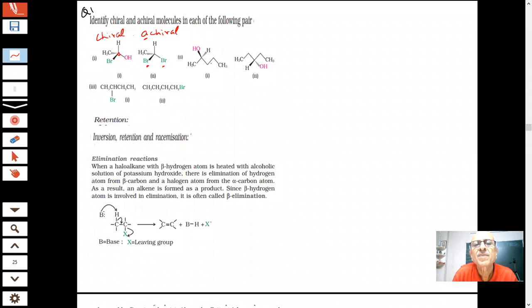Sir, this is chiral. This carbon has OH, H, and this. Yes, sir. Chiral, all different. What about this? Sir, this is achiral. You can cut this into two equal halves. Same. Yes, sir. Achiral. This question was given in the paper. What about this?